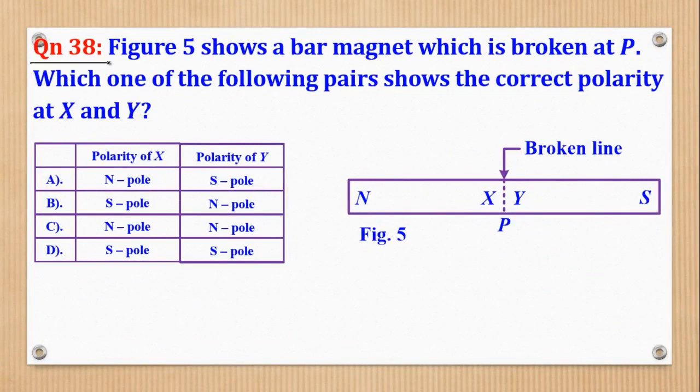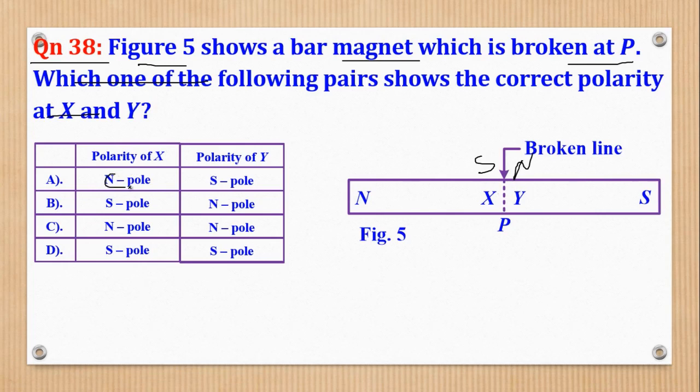So now we shall go to question 38. 38 says figure 5 shows a bar magnet which is broken at P. Which one of the following pairs shows the correct polarity of X and Y? So this is north, meaning this should be south, and this should be north because this is south. Therefore, we shall look for X as south and Y as north.